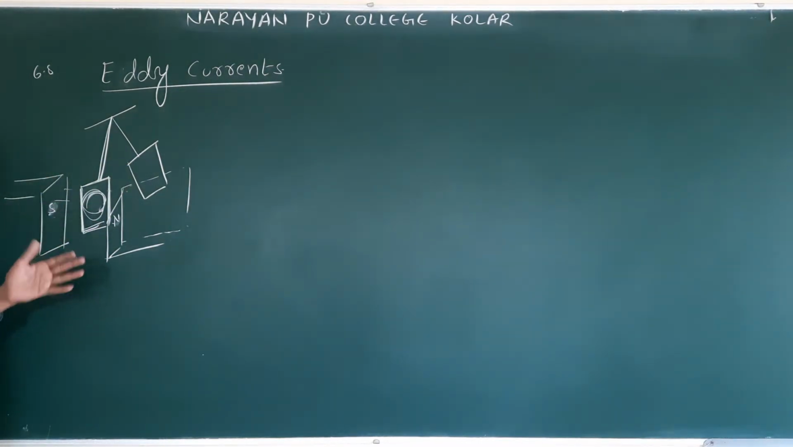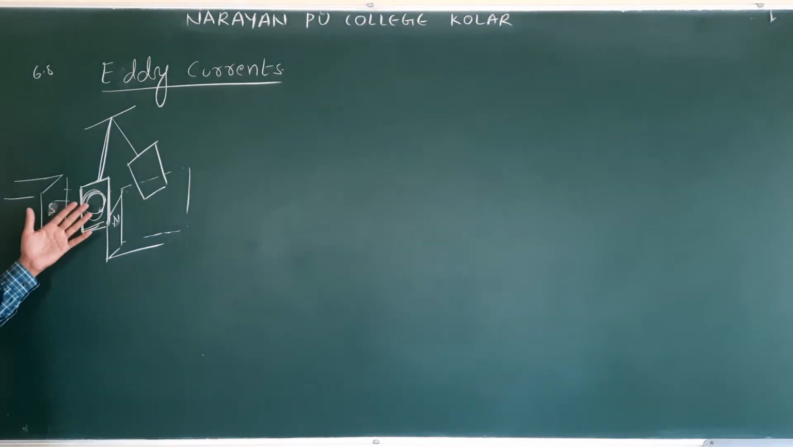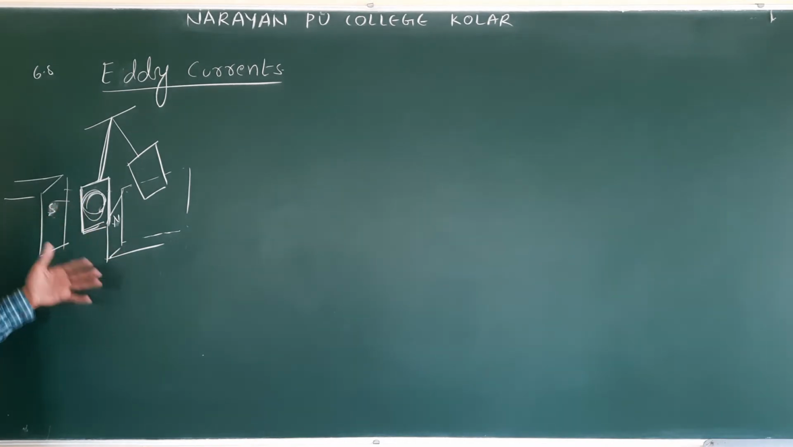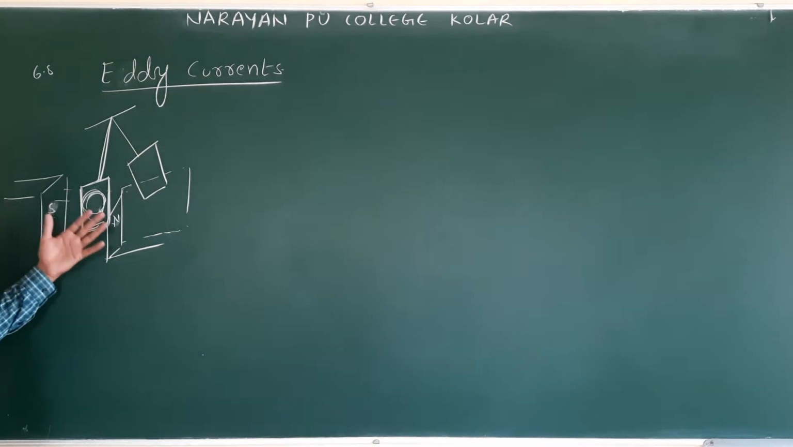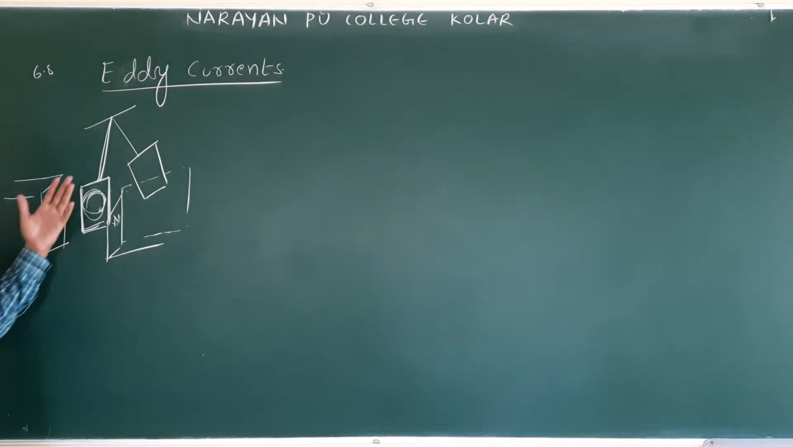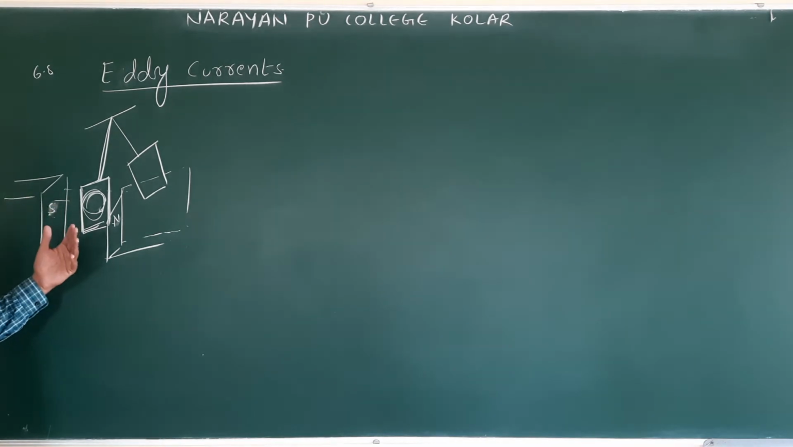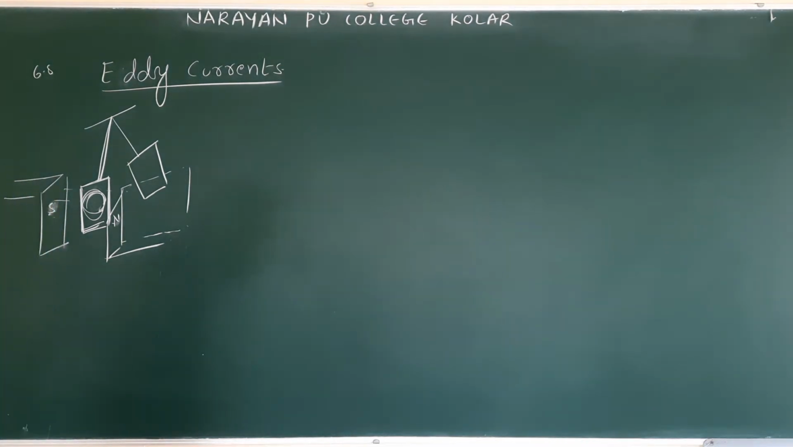So why is it stopping? Because of these currents. These currents are named eddy currents. Clear? I hope you are all understanding. When a varying magnetic field is applied to a bulk material, this varying magnetic field produces a current in the material. This current flows in a circular path. These currents we call eddy currents. Understand?